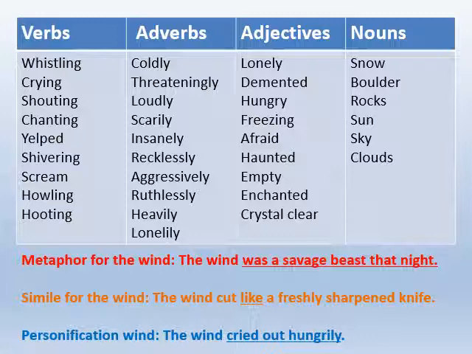As we all know, a metaphor is when you describe something by saying it is something else. Simile is when you say it's like something else. So a simile for the wind is: the wind cut like a freshly sharpened knife. Like makes it a simile, and then the personification would be: the wind cried out hungrily. So you don't need to write anything down there, but you will have to, I imagine, come back to this slide in a bit. So just read that and then on to the next slide.